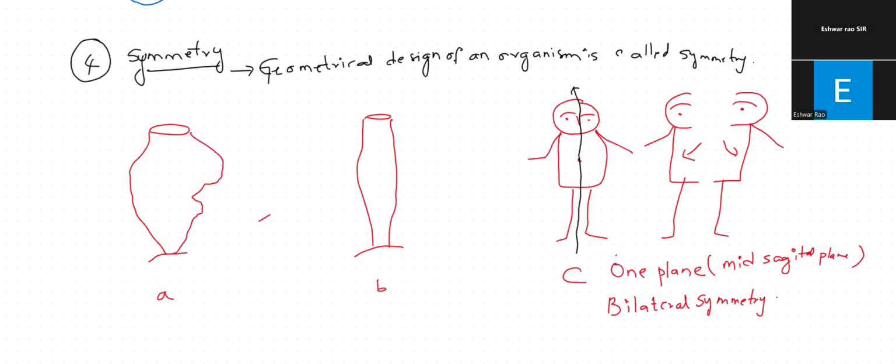Can we cut this organism into two equal halves? Assume it is like this, and here are some tentacles. Assume on the surface of the body they have some outgrowths like these called tentacles. Can we cut them into two equal halves? Yes, we can cut. Can I cut like this? No. So it is going to be cut in this way.